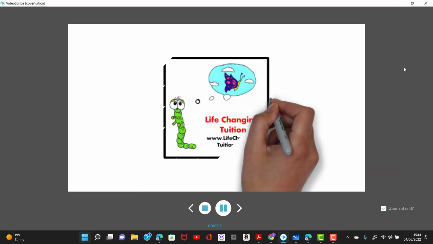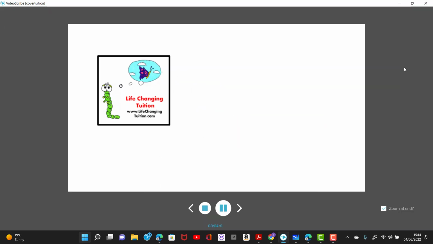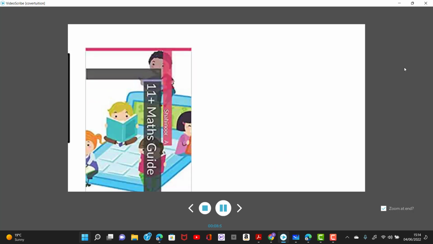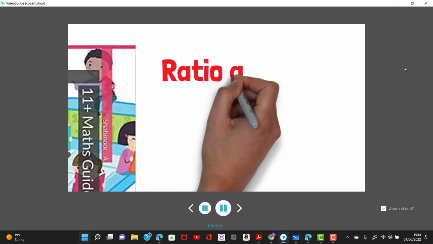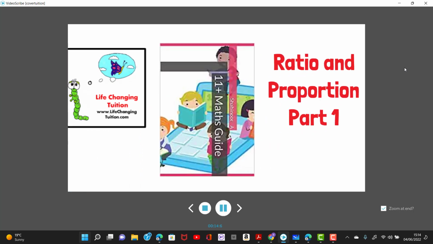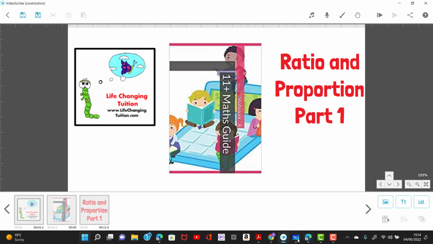Boys and girls, we are embarking on a new series today called Ratio and Proportion. I need full concentration because this is the second hardest topic in the maths syllabus, in the maths 11 plus. So let's make a start and we'll take it step by step.